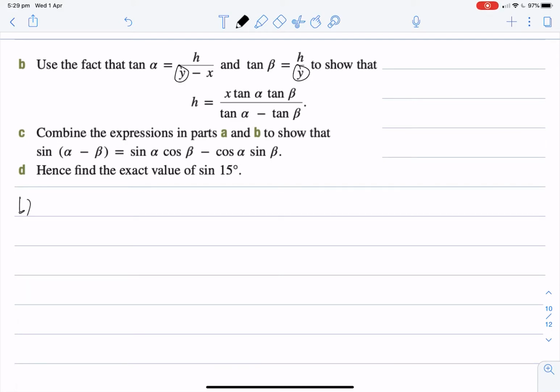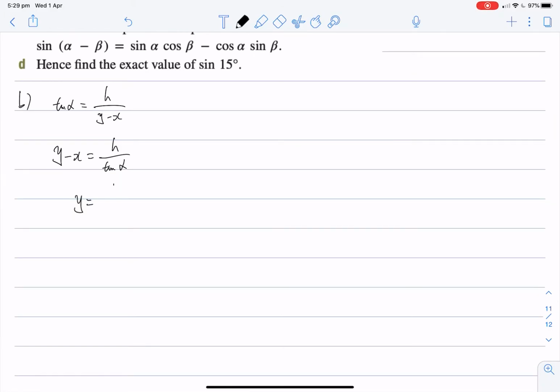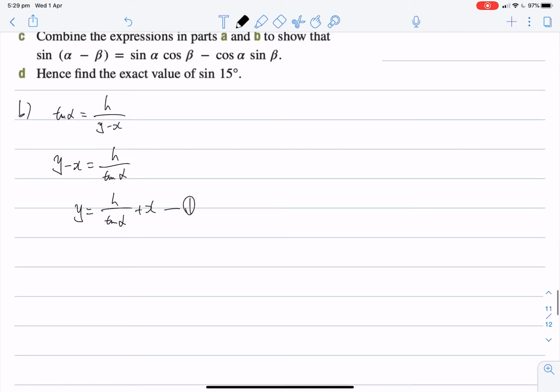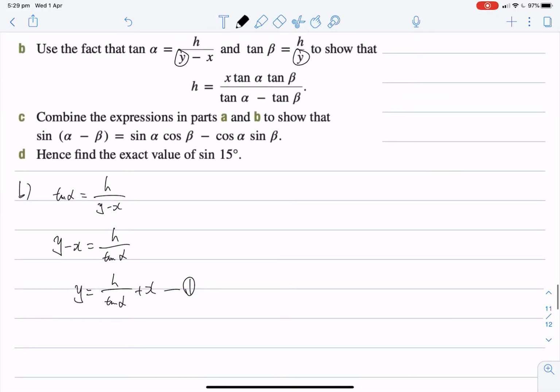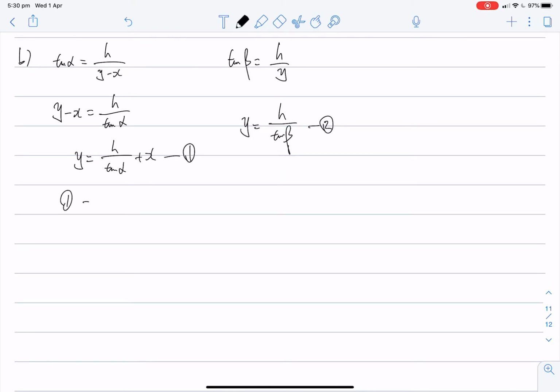tan alpha equals h over y minus x. To make y the subject, we rearrange it. y minus x equals h over tan alpha. y equals h over tan alpha plus x. So this is our first equation. Now for the second one, tan beta equals h over y. Rearrange it: y equals h over tan beta. That's the second one. Now we both have a y, we can just equate those two. So 1 equals 2.